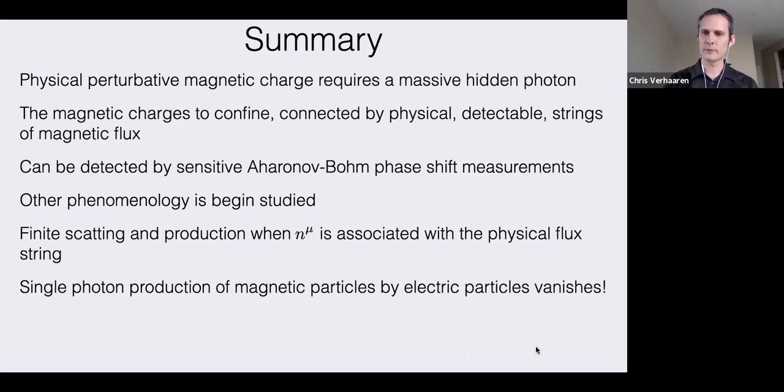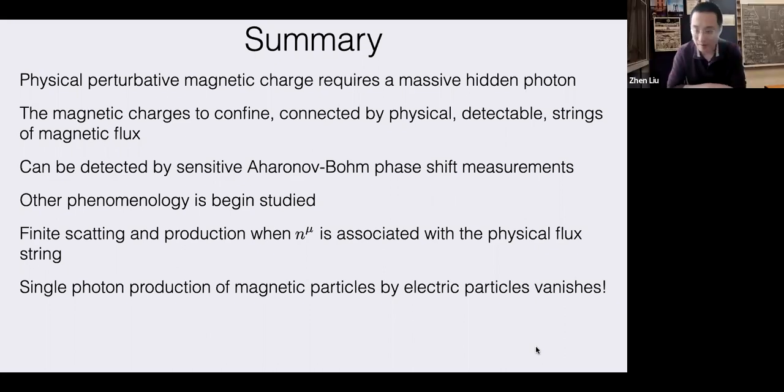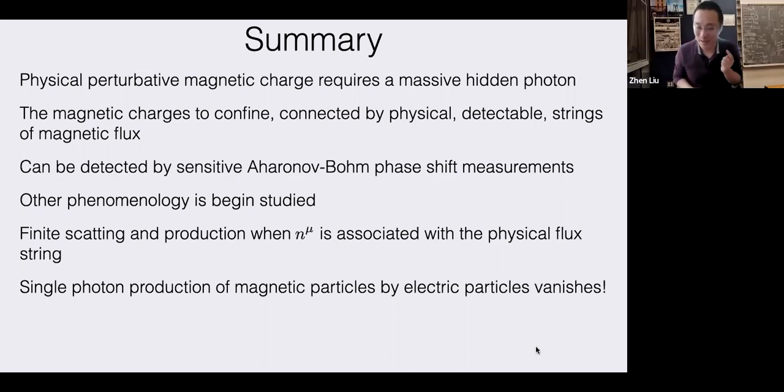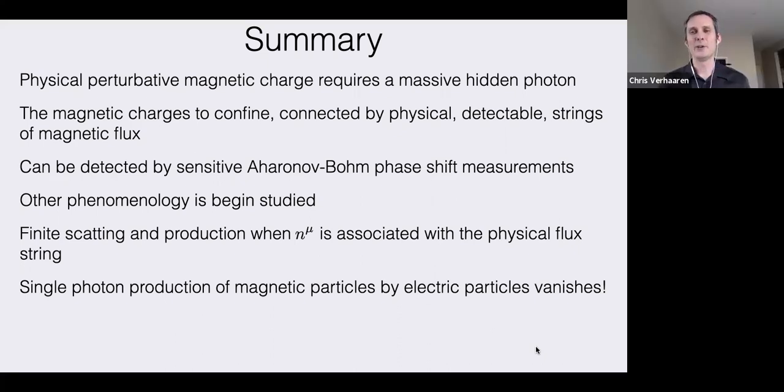Is that helpful? I don't know. Maybe I think it makes sense to me, but let me ask the dumb question one more time. Am I only gauging one U1, or actually am I gauging two U1s? You are gauging one U1, so it's still one U1 gauge theory, though both A and B have a gauge symmetry in a certain sense.